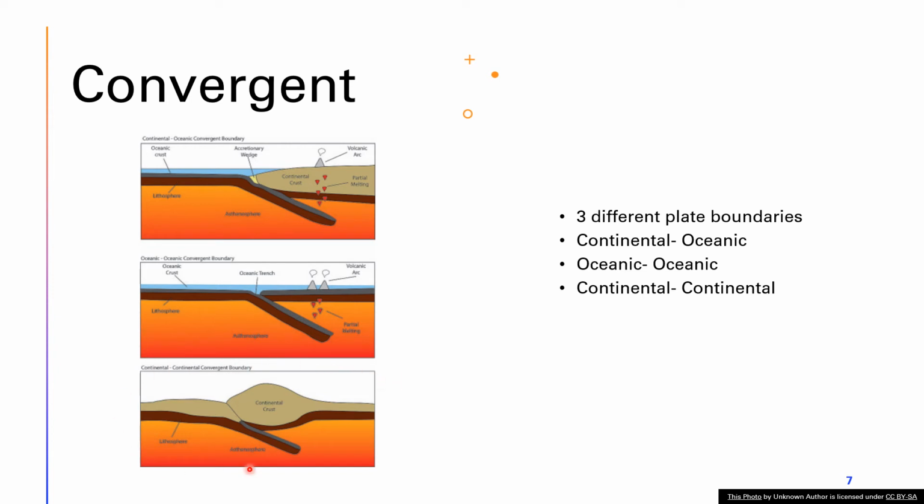The third image right here is the continental convergent boundary, also known as collision. This boundary is when a continent collides with another continent. The plate does not subduct because it is too light. This part right here will break off and just melt into the mantle.